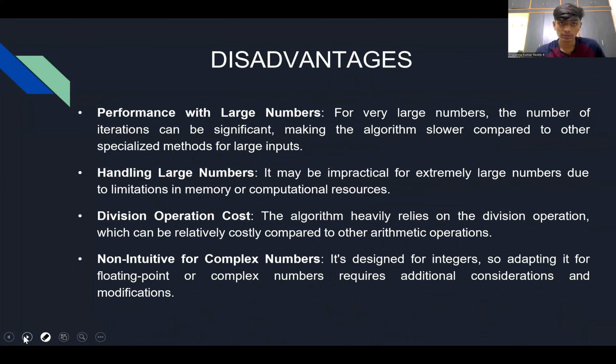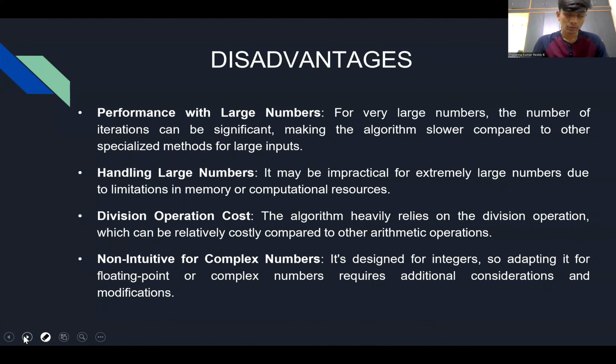Performance with larger numbers. For very large numbers, the number of iterations can be significant, making the algorithm slower compared to other specialized methods for larger inputs. Handling large numbers. It may be impractical for extremely large numbers due to limitations in memory or computational resources. Like we cannot use this algorithm for a large number. Or we can use it, but it takes a large amount of time, making the algorithm slower.